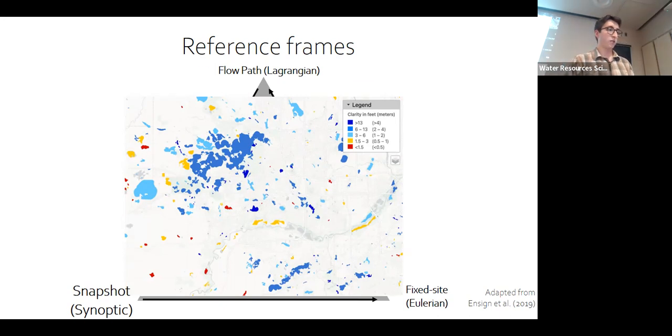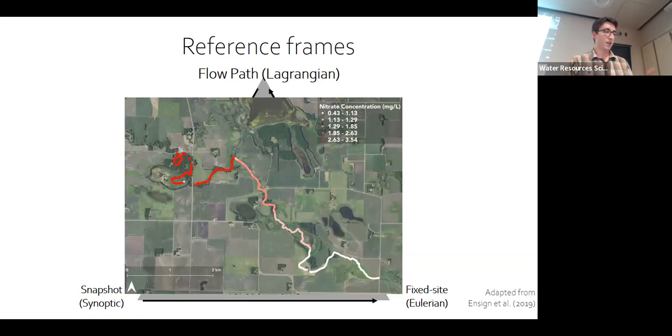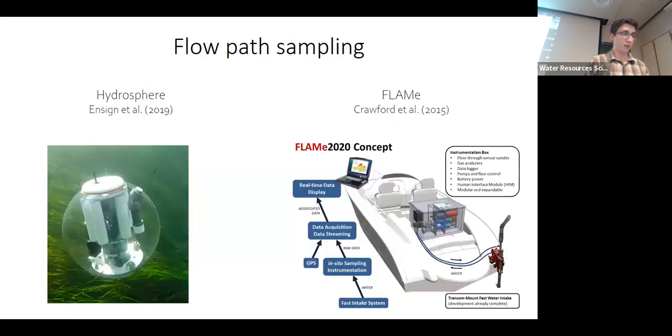In between these two, you have this flow path Lagrangian sampling. So this is an image of nitrate concentration measured along a stretch of stream. So you have this spatial variance, but this data was collected over a period of several hours. And this flow path Lagrangian sampling is the data collection method that we're employing in this work. And it's not really anything new. It's relatively new, but there are several other people who have instrumented different platforms to collect this sort of data. So a couple examples here.